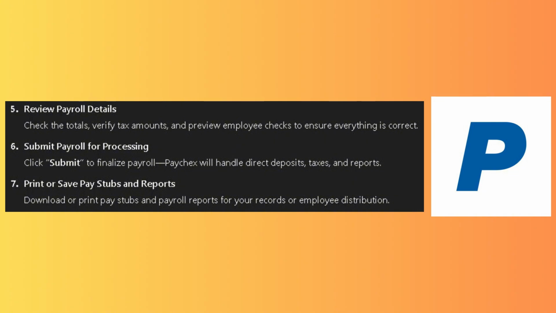Submit payroll for processing. Click Submit to finalize payroll. Paychex will handle direct deposits, taxes and reports. Print or save pay stubs and reports. Download or print pay stubs from payroll so you have them for your records or employee distribution.